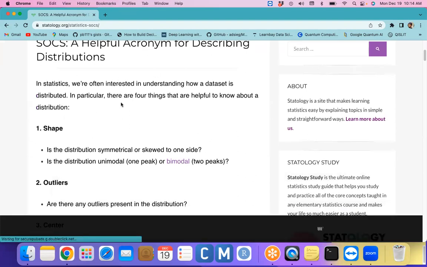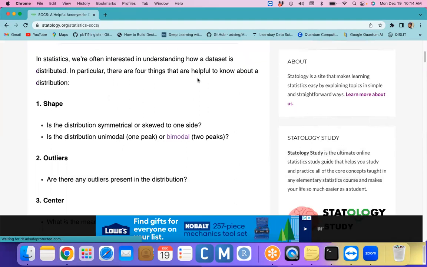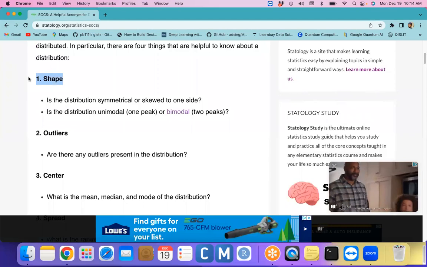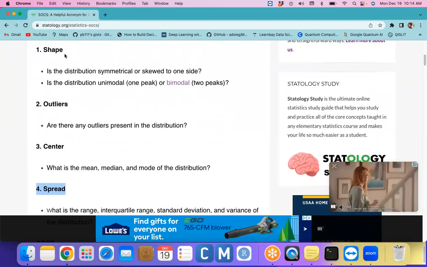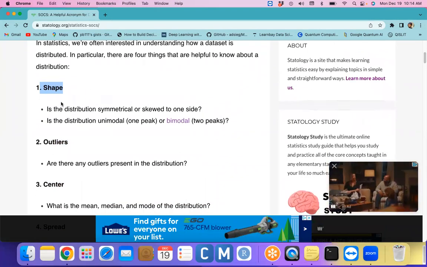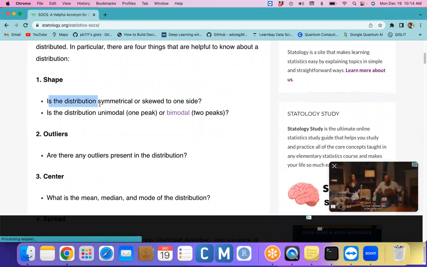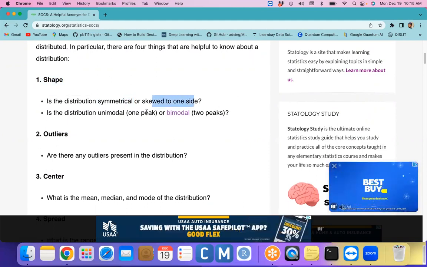When you're talking about data distributions, in statistics we are often interested in understanding how the data set is distributed. Particularly, there are four things that help you describe the distribution: one is the shape, second is the outlier, third is the center value, and the fourth is the spread value. These are the four things which can help you describe your data. For example, if the distribution is symmetric or skewed to one side, what does that mean?